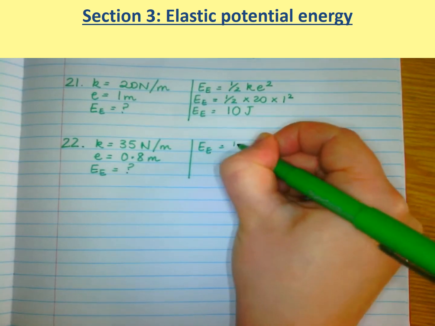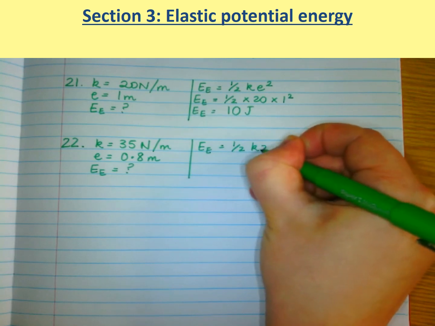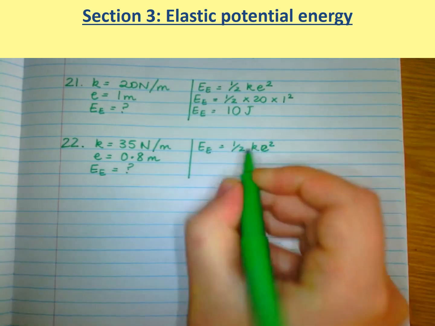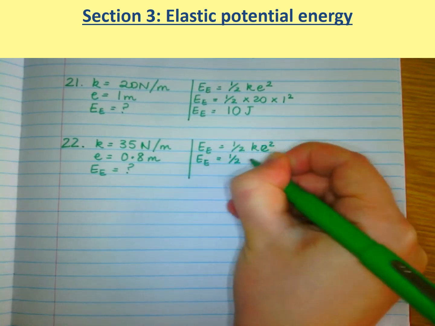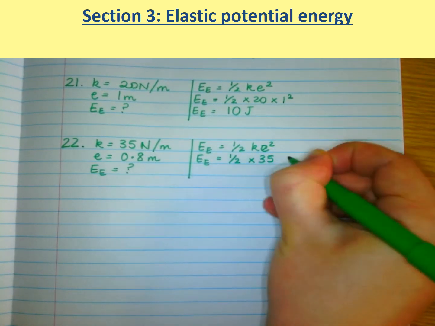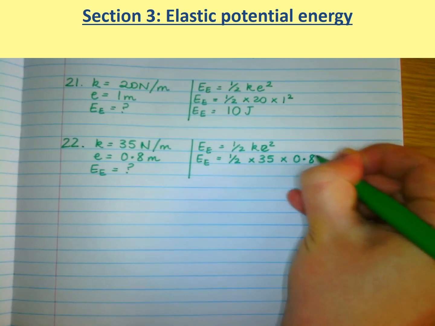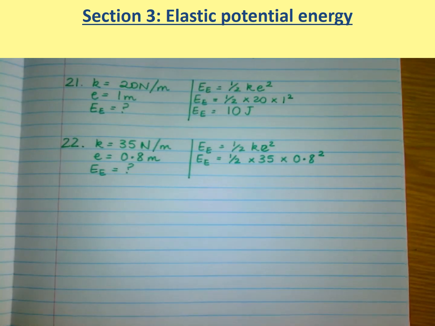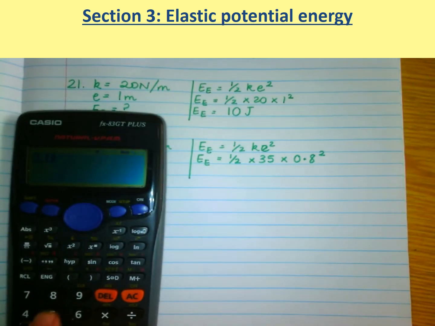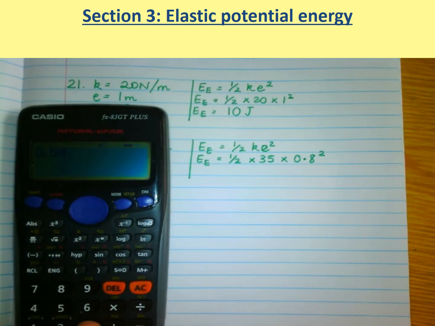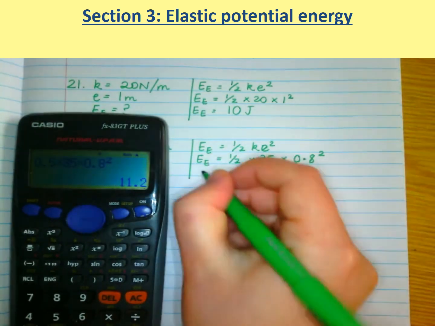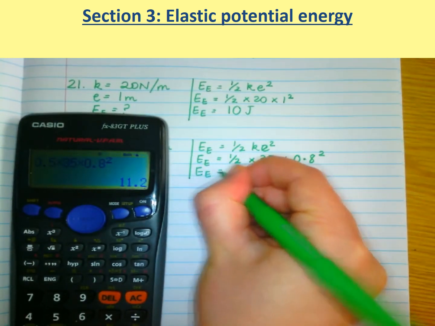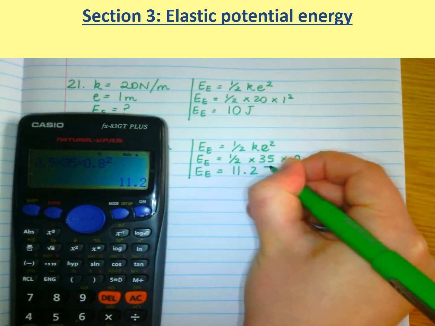So elastic potential energy is equal to half ke squared. The elastic potential energy is equal to half times 35 times 0.8 squared. So we only square the 0.8. And in decimal form, that gives me an elastic potential energy of 11.2 joules.